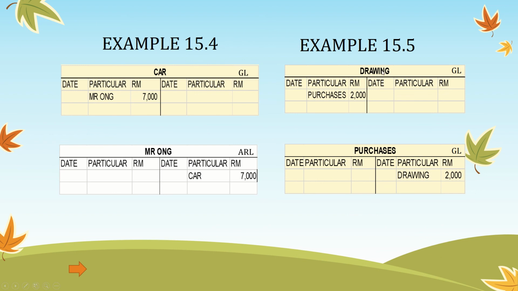So in general ledger drawing, debit 2,000 ringgit. In general ledger purchases, credit 2,000 ringgit. So that's all for general journal.